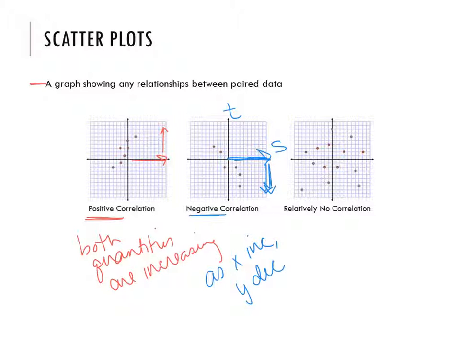And our third option is that there's no correlation at all. It's just a jumbled mess, and then we say there's relatively no correlation. That might be like, what type of cereal did you eat this morning as to what grade did you get on your test? They're probably not correlated.